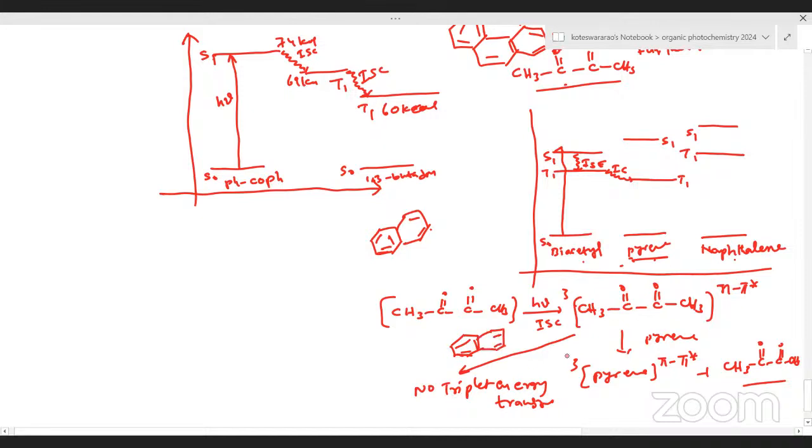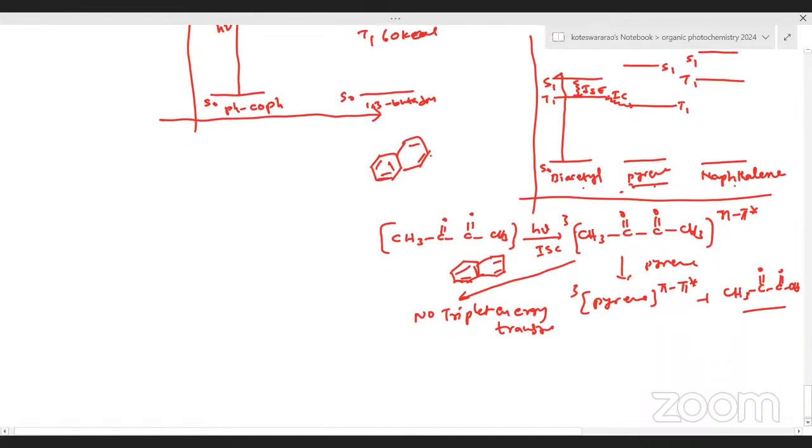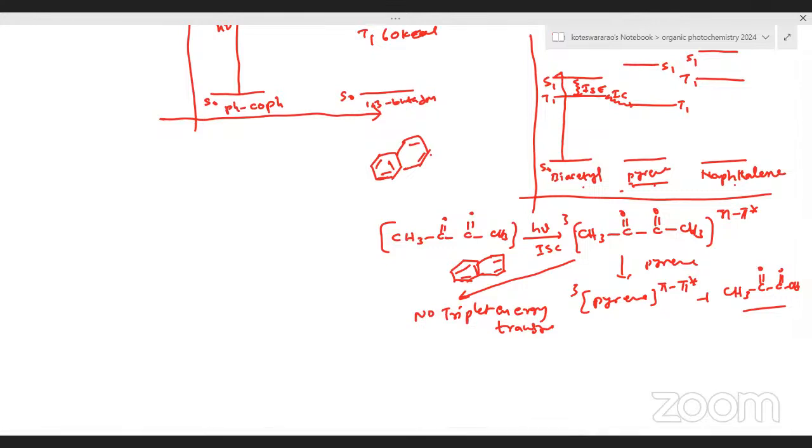There is no reaction here, but between the pyrene and the triplet state of biacetyl, that gives the triplet state of pyrene and the ground state of biacetyl. That is called triplet energy transfer or photosensitization.